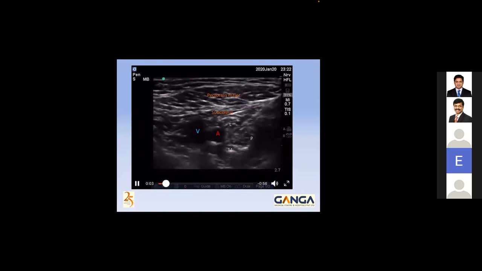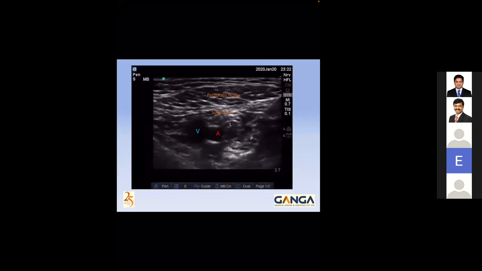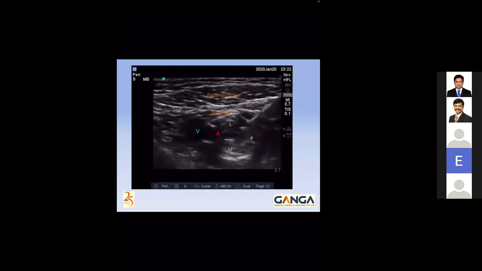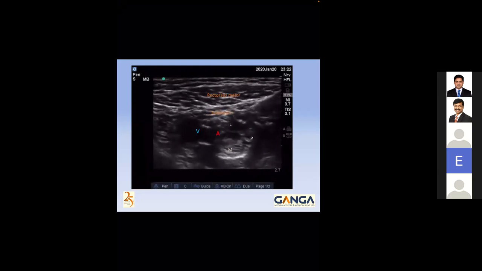Here you can see that the needle tip is at the center of all the three cords, and then they disperse in either direction. The lateral cord moves superficially, the medial cord more medially and deeper, and the posterior cord much more laterally. The ideal needle tip placement is between the three cords.